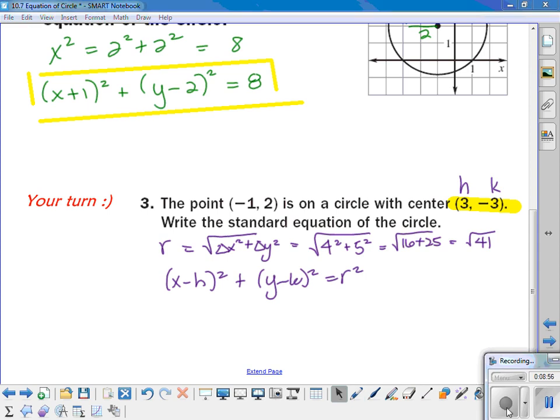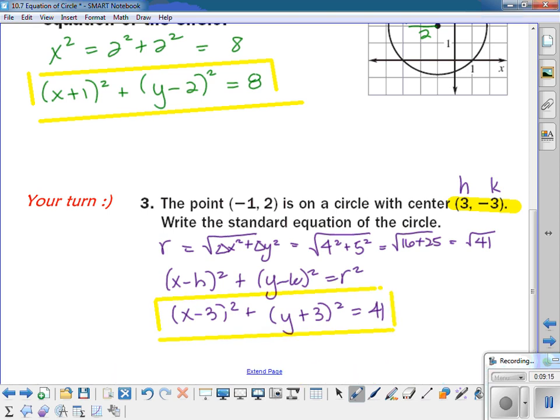So you end up with x minus 3 squared. Oops, that's a really ugly squared. And then it ends up being y plus 3 because minus a negative, equals 41. Okay? All right. Any questions? All right.